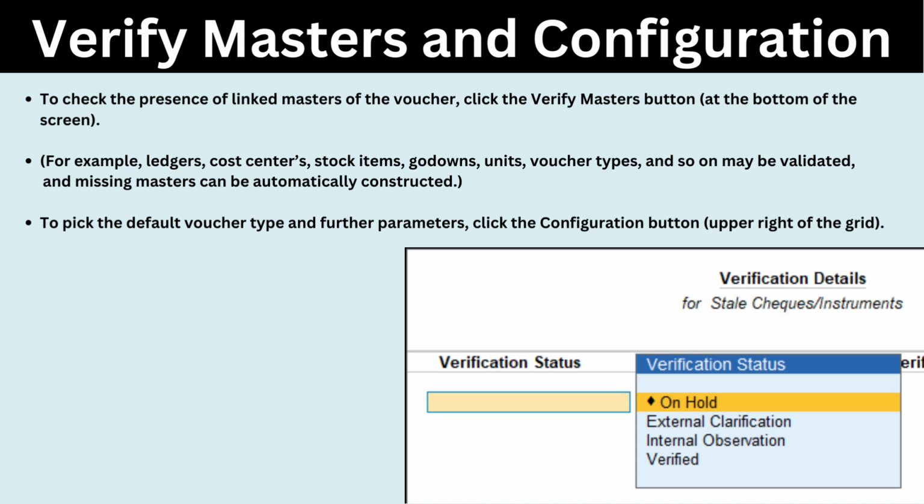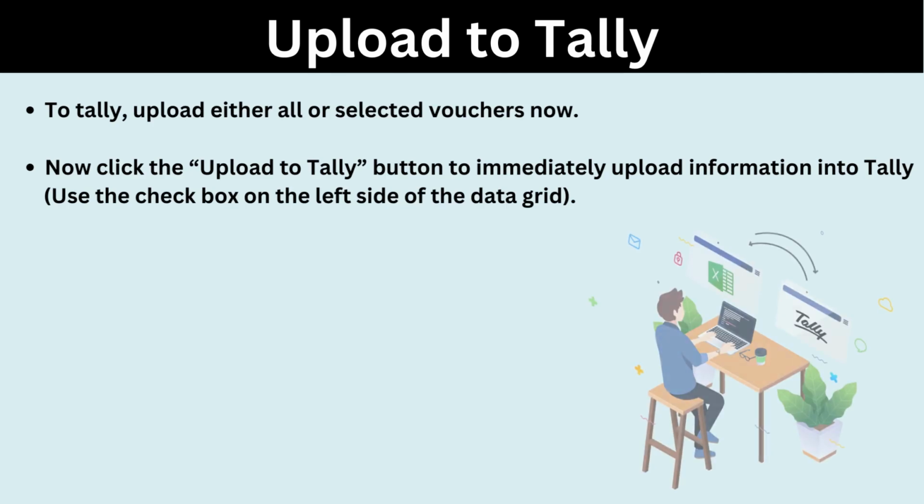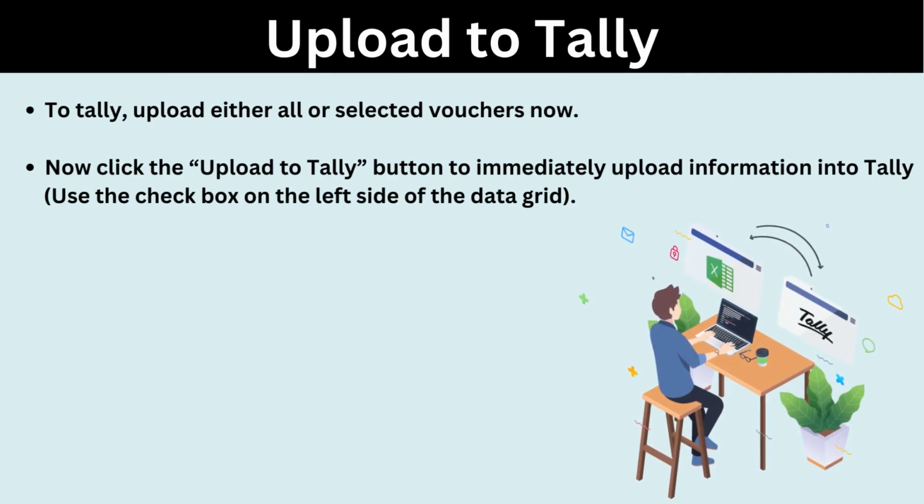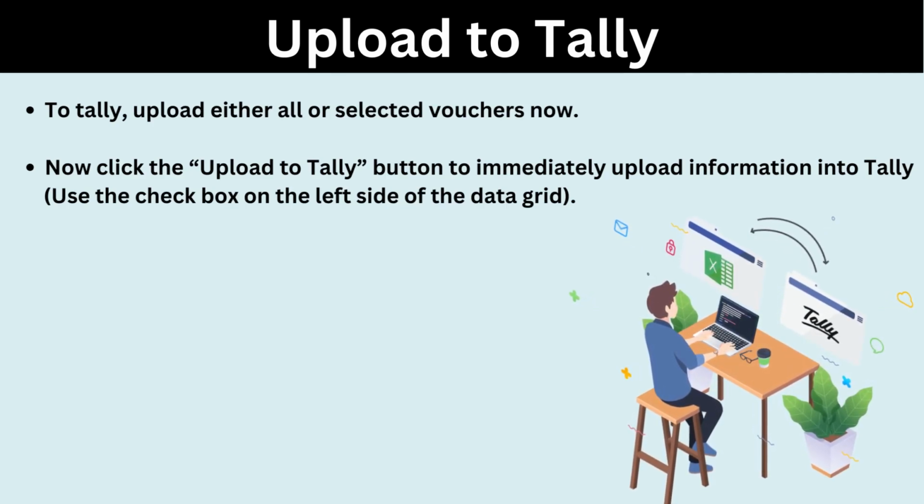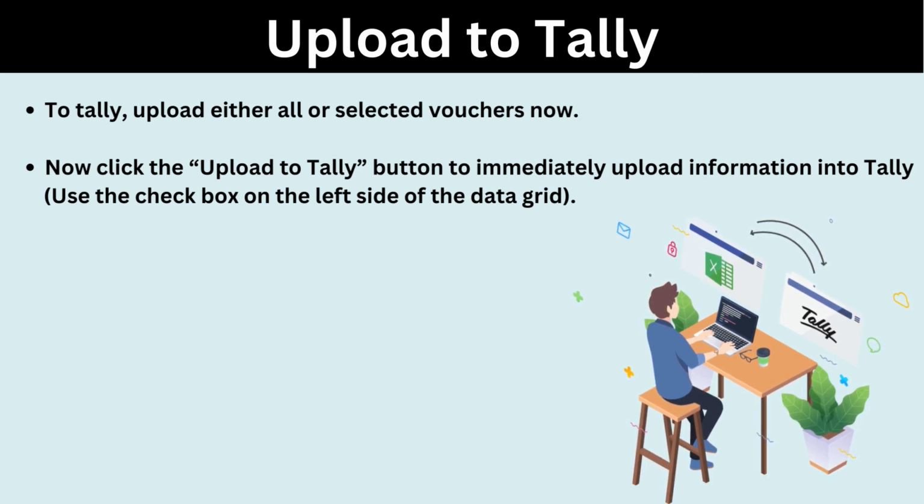To pick the default voucher type and further parameters, click the Configuration button, upper right of the grid. To Tally, upload either all or selected vouchers now. Now click the Upload to Tally button to immediately upload information into Tally. Use the checkbox on the left side of the data grid.